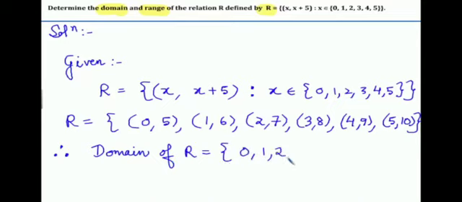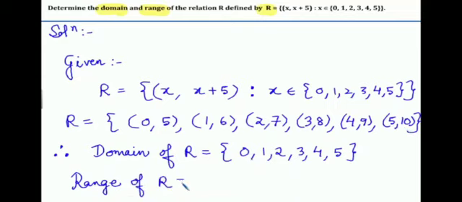First of all, the domain of the first element, domain of R is equal to 0, 1, 2, 3, 4, 5 and range is equal to the second element of the relation, that is 5, 6, 7, 8, 9 and 10. So range of R is equal to 5, 6, 7, 8, 9 and 10. Okay.